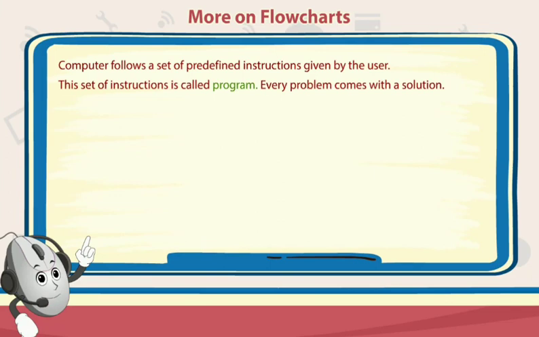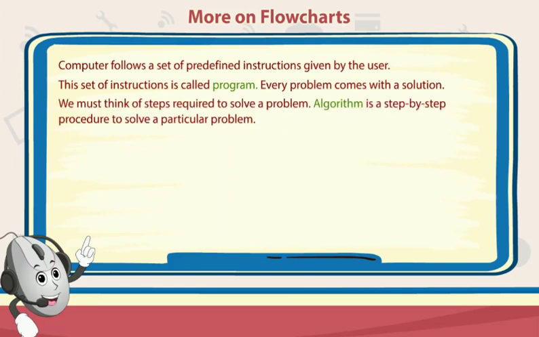Every problem comes with a solution. We must think about the steps required to solve a problem. Algorithm is a step-by-step process to solve a particular problem. So algorithm is a step-by-step procedure to solve a particular problem.